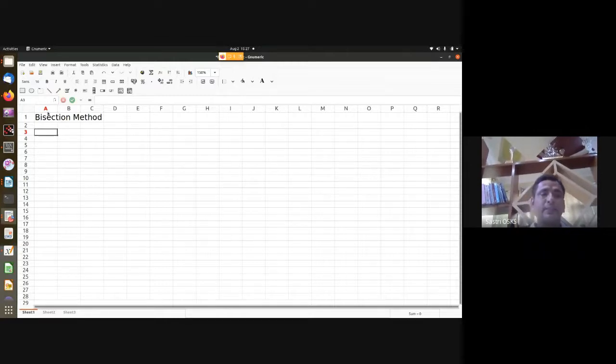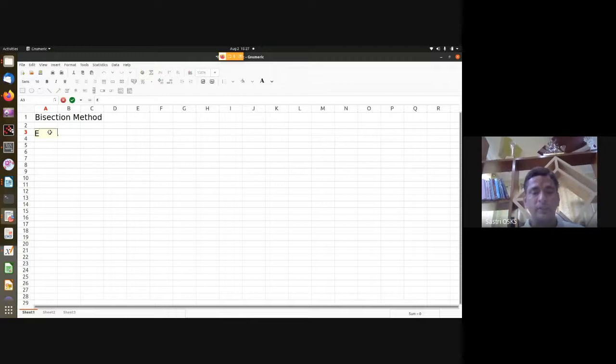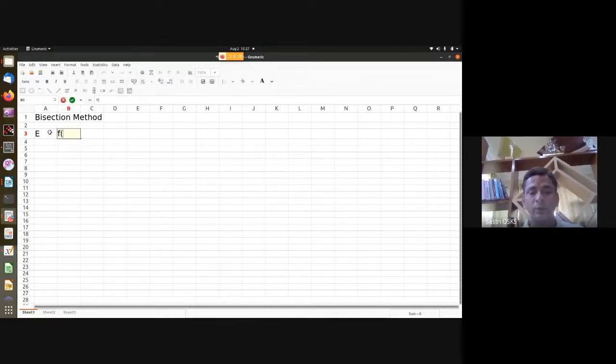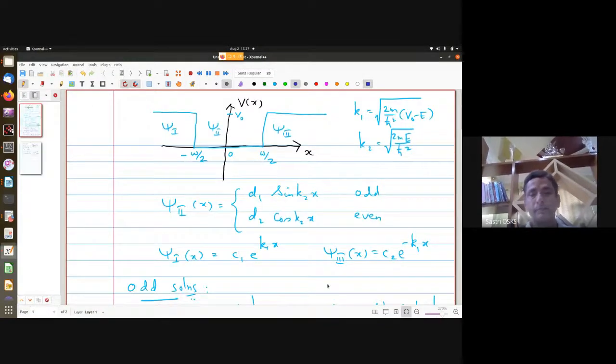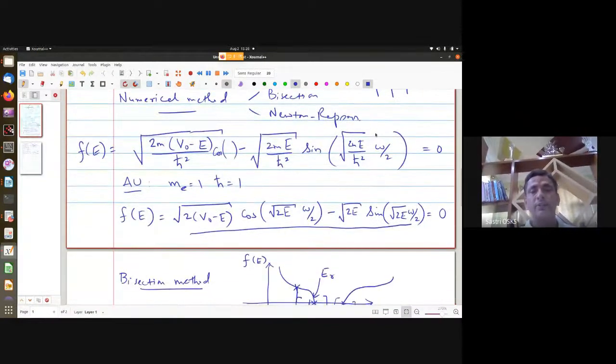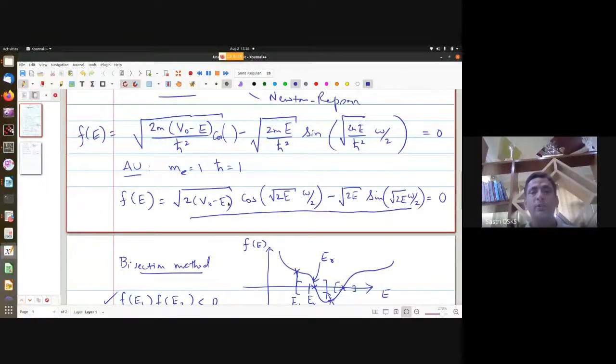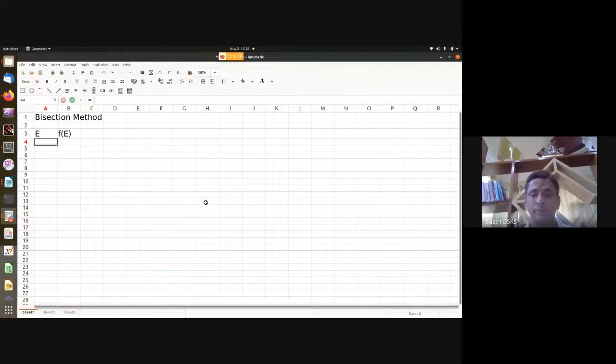So in the bisection method, the first step is to plot the function, because from that plot only we will come to know what the values of E1 and E2 are. Okay, so energy values, you see the function is here. This is the function we want to solve. Energy cannot cross V0, so the maximum value will be V0. It starts at 0.